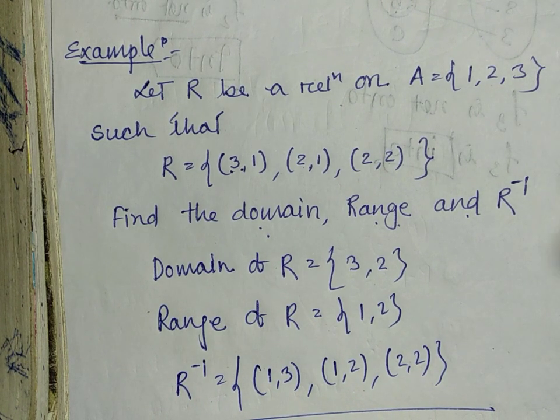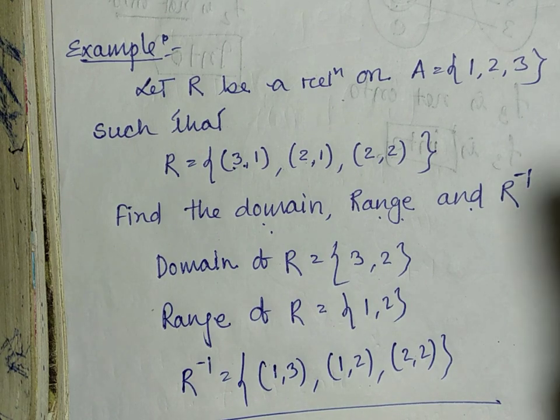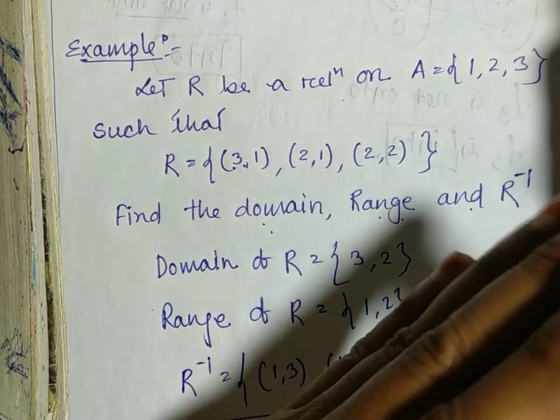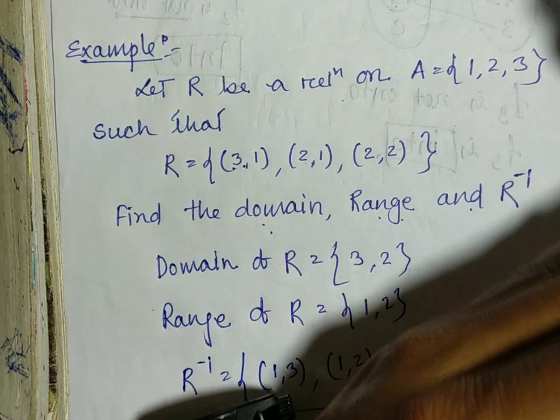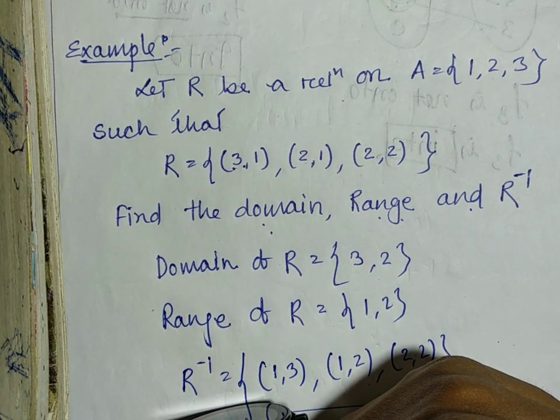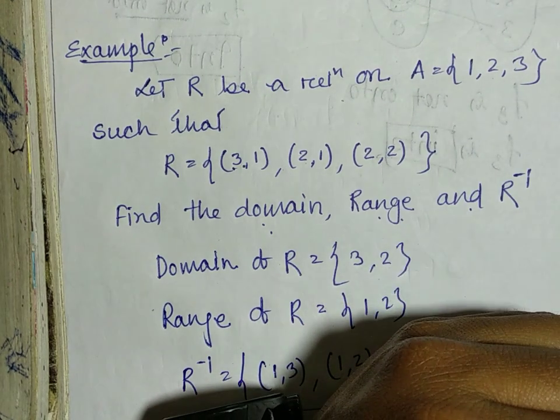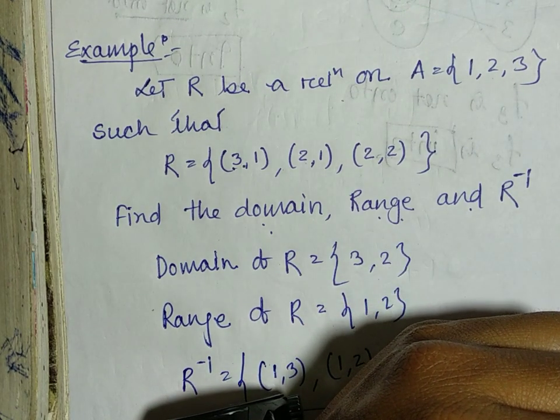Before concluding this video, I am going to explain once again what the inverse of a relation is. The inverse of a relation is the set which contains all those ordered pairs which are the reverse of the ordered pairs in the original relation. That means we have to interchange the components of each ordered pair. The domain of the relation R will become the range of the relation R inverse, and the range of the relation R will become the domain of the relation R inverse.